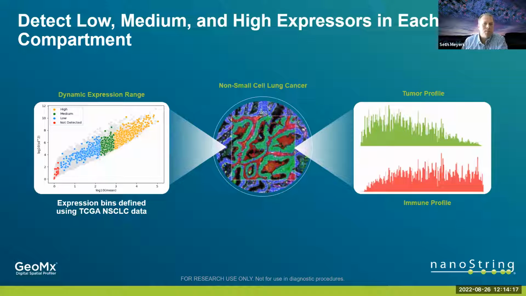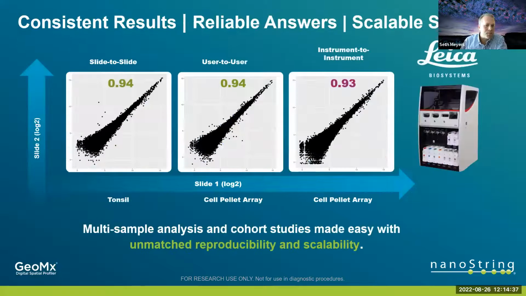Here, in terms of sensitivity, we've got best-in-class sensitivity. We've got over 5 logs of dynamic range that allows you to detect low, medium, and high expressing targets from really challenging sample types like formalin-fixed, paraffin-embedded tissue. And here we demonstrate our high-expressing genes, our medium-expressing genes, and our low-expressing genes as well.